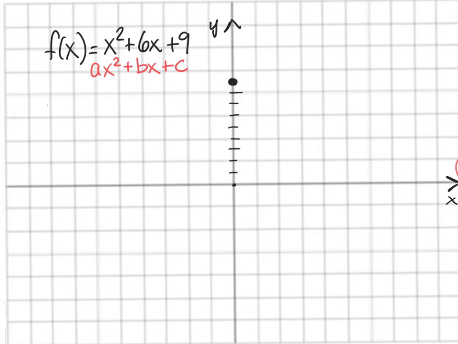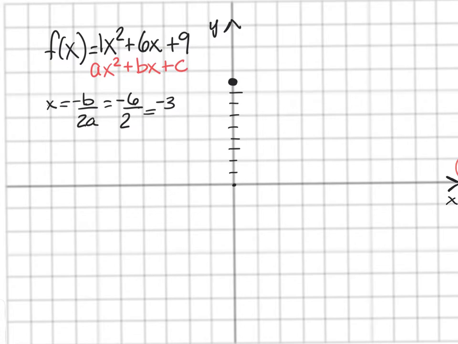But before I do that, I'll find my axis of symmetry. Remember, that's your x value of your vertex. So my axis of symmetry is x equals negative b over 2a. Well, my b is 6, so it's negative 6 over 2 times 1, or 2. So x equals negative 3. So that means my axis of symmetry is x equals negative 3.